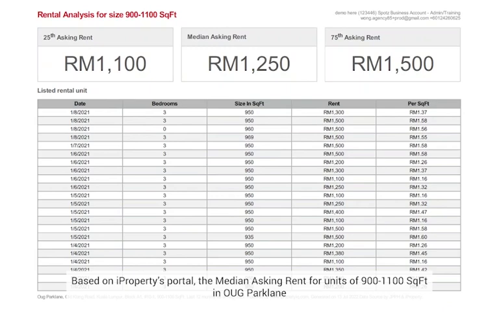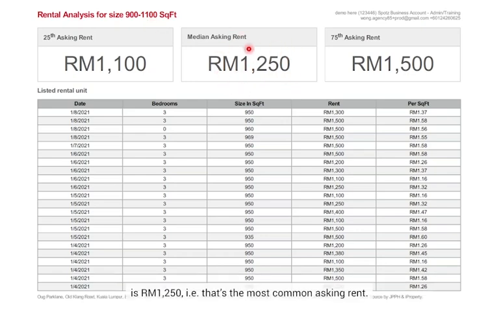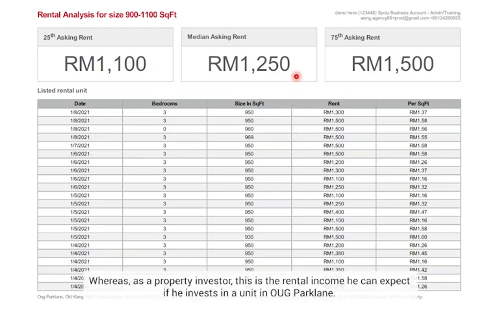Based on iProperty's portal, the median asking rent for units of 900 to 1,100 square feet in OUG Park Lane is 1,250 ringgit. That is the most common asking rent. Nevertheless, the common range of asking rent is between 1,100 ringgit and 1,500 ringgit. This helps the landlord to determine his asking rent, whereas for a property investor, this is the rental income he can expect if he invests in a unit in OUG Park Lane.